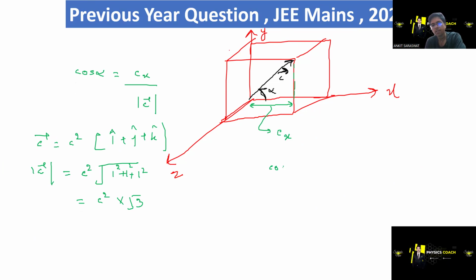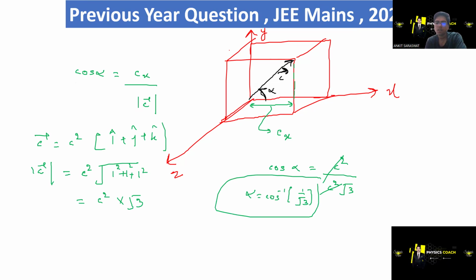So how much angle with the x-axis? Cx will be C square, like this. Alpha is cos inverse 1 by root 3. If you want to find beta, it will be the same, cos inverse 1 by root 3. With the z-axis, the same, cos inverse 1 by root 3. So it is symmetric. It shows that the wave is going to propagate in that direction which is symmetric with the x, y and z axes.